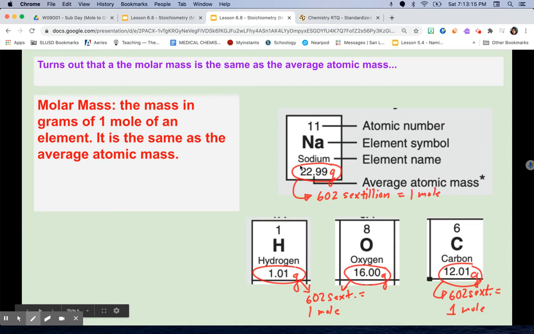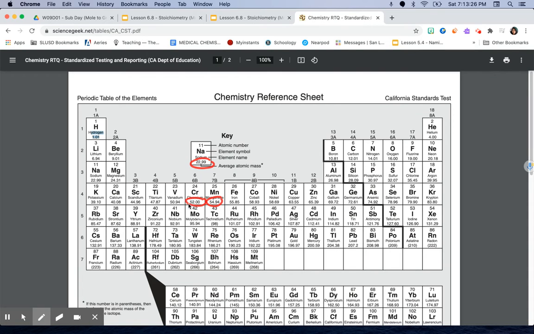So if I weigh out this many grams of sodium, I will have 1 mole. If I weigh out this many grams of hydrogen, oxygen, or carbon, I will have 1 mole. If I weigh out 52 grams of chromium, I will have 1 mole of chromium. 54.94 grams of manganese, Mn, I will have 1 mole, right? If I weigh out 69.72 grams of gallium, I will have exactly 1 mole of gallium. So it makes our chemistry a lot easier because it just happens to be the same number on the periodic table.